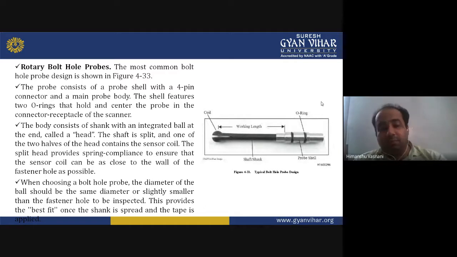So, when choosing a bolt hole probe, the diameter of the ball should be the same diameter or slightly smaller than the fastener hole to be inspected. This provides the best fit once the shank is spread and the tape is applied. So this is a small working of a rotary bolt hole probe, and this is really interesting how this is done.